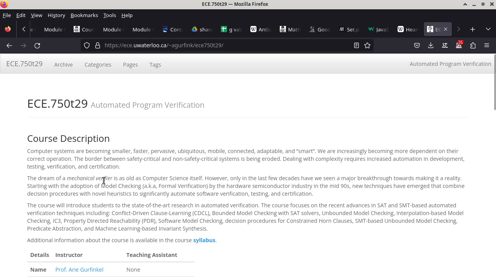So the dream of mechanical verification is as old as computer science itself. However, only in the last few decades have we seen a major breakthrough toward making it a reality. That has to do with the hardware. Okay? If you think about it, how much processing power do I have on my Fitbit? By today's standard, not a whole lot. Your cell phone can probably run circles around my Fitbit, and then your desktop computer can run circles around your cell phone, and so on, right?